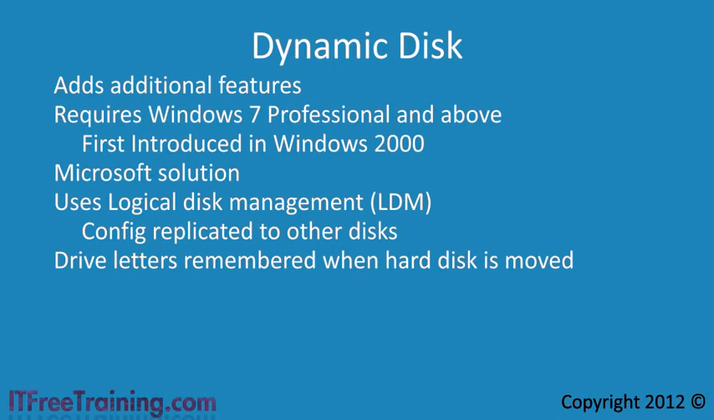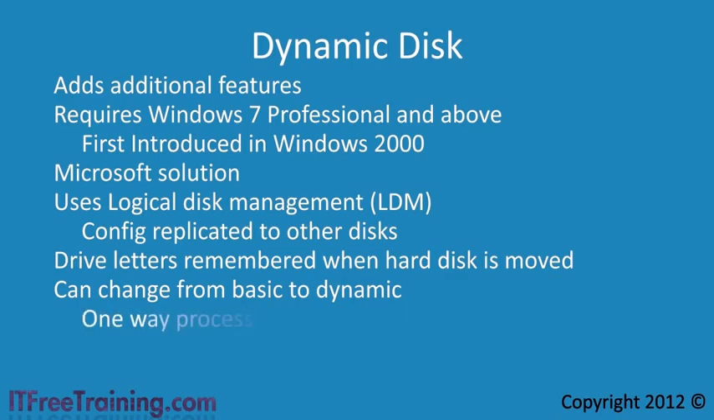If you are currently using basic disks, you can convert your basic disk to a dynamic disk. This is a one-way process, so you will not be able to go back to basic disks without losing all the data on the drive. Dynamic disks support multiple hard disks combined together to form a set. The first way this can be done is using a spanned set.